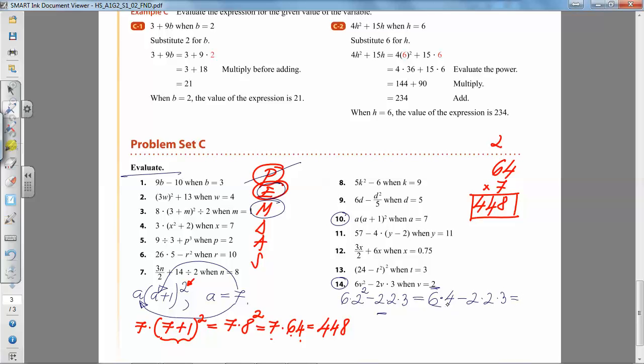6 times 4, that would be 24. Minus 2 times 2, it's 4, right? 4 times 3 will be 12. Last operation, subtraction. 24 minus 12.